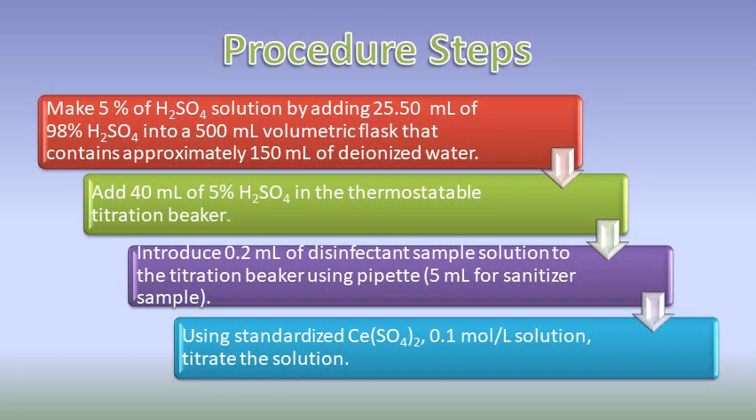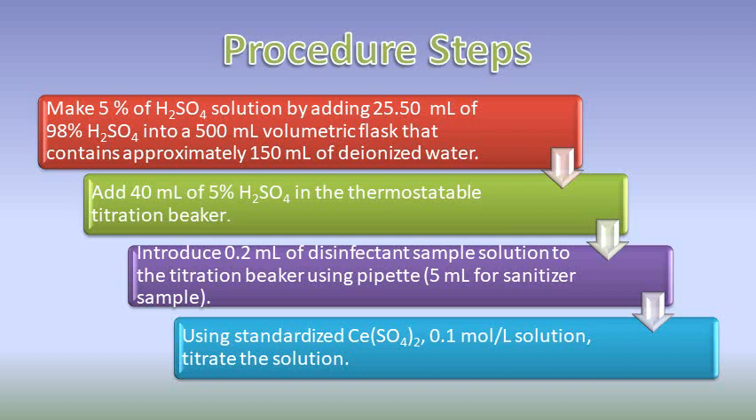Procedure steps. The first step is the making of the 5% sulfuric acid. For that we add 25.50 milliliter of 98% sulfuric acid into a 500 milliliter volumetric flask that contains approximately 150 milliliter of deionized water, the water that doesn't contain any impurity and ions, because the impurities and ions disturb our results.